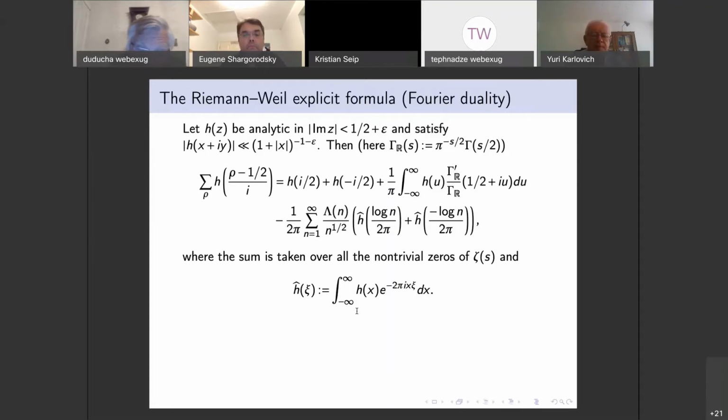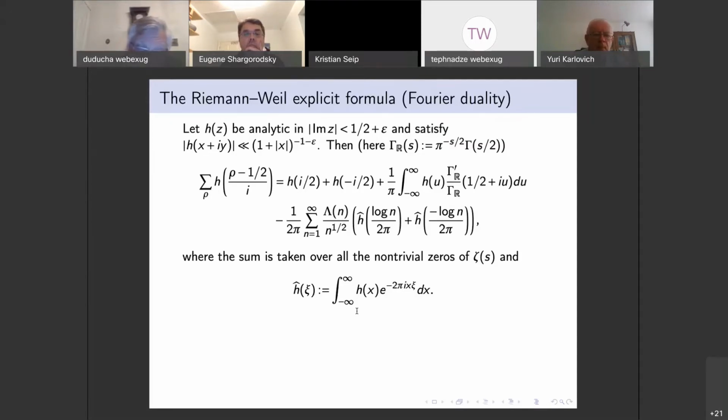And then if we plug in this, we are doing the same as in Perron's formula, but we replace x to the s over s by this test function. And what comes out, if we use this duality that I showed you two slides ago, on the left-hand side, we get the values of h at the zeros rho. Well, since I sent it to the real line, it's (rho minus a half) over i. Then we get the contribution from the pole.